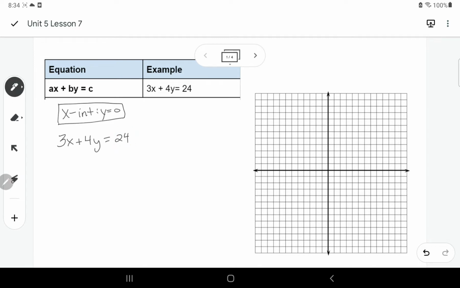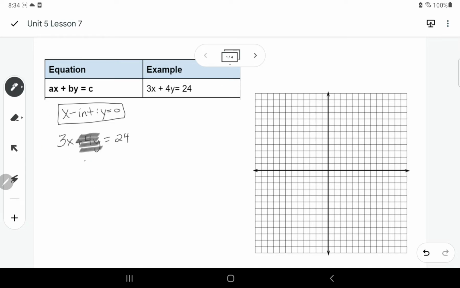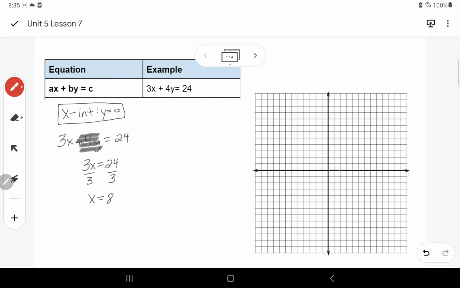Here, what I might do is highlight over and say, hey, I'm going to ignore the 4y because I'm going to make that be a 0. So I have 3x equals 24. To get x by itself, I divide both sides by 3. So I get x equals 8. So when I'm going to graph this line, I'm going to count over to 8 in the x direction. And I think that's it at 8. I hope I've counted correctly there. And put a dot.